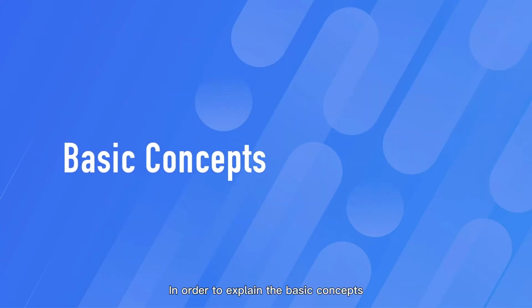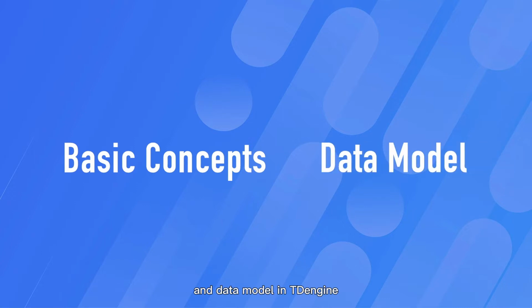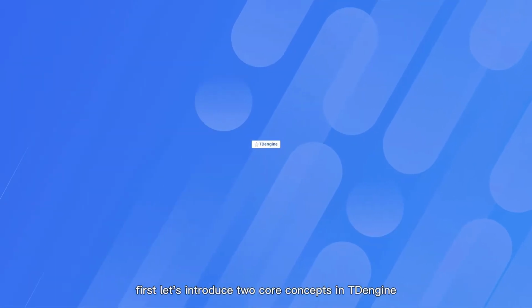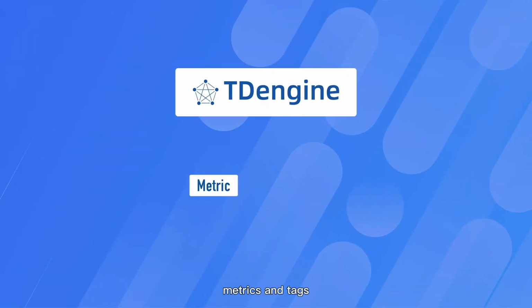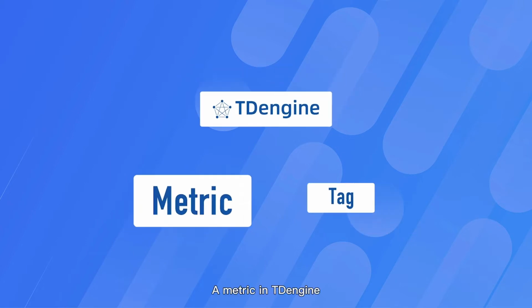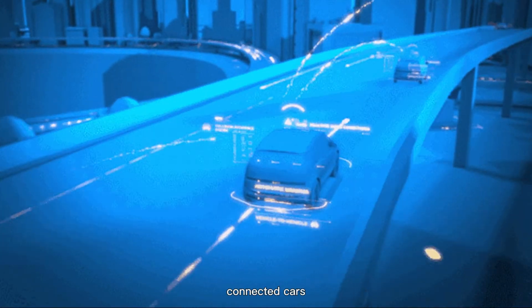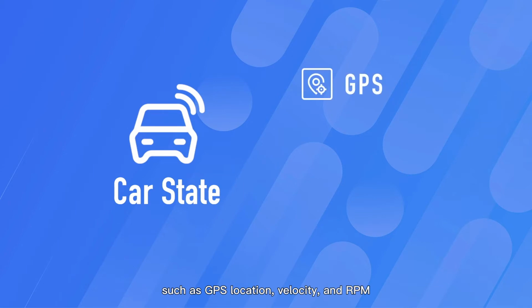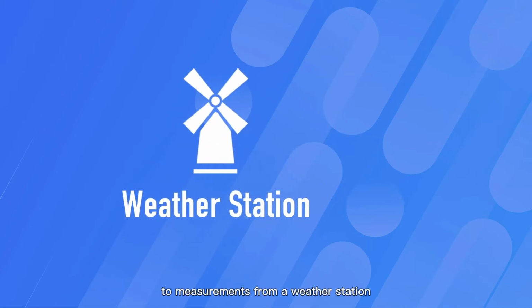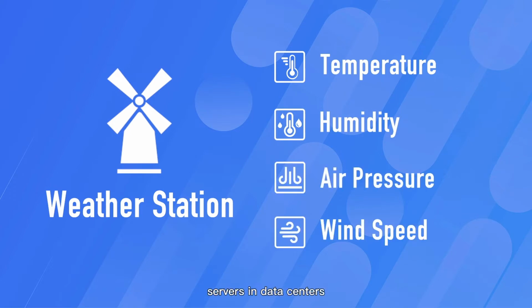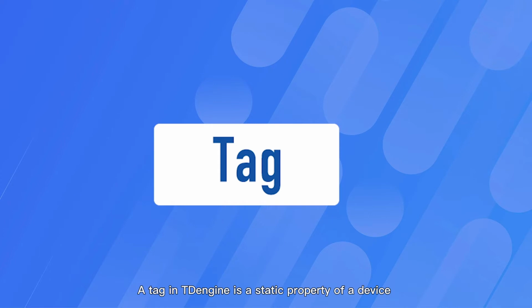In order to explain the basic concepts and data model in TDengine, let's consider smart meters as a typical time series use case. First, let's introduce two core concepts in TDengine: metrics and tags. A metric in TDengine is a measurement of a physical quantity that is collected typically by sensors. Metrics can be anything from data collected by connected cars, such as GPS location, velocity, and RPM, to measurements from a weather station, such as temperature, humidity, and air pressure, and even monitoring data from network devices and servers in data centers.